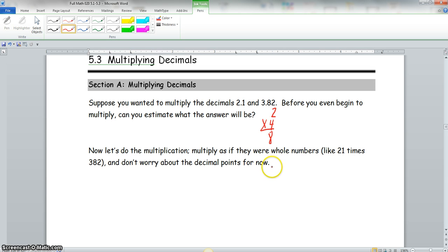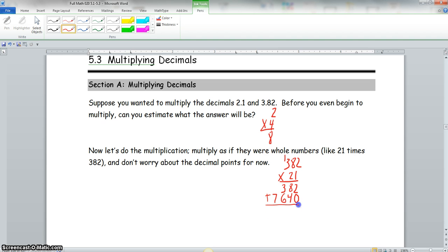Since 382 is longer than 21, I'm going to list 382 first and then multiply that by 21. Now again, we're not including the decimals here. So 1 times 2 is 2. 1 times 8 is 8, and 1 times 3 is 3. Now we put our 0 here as a placeholder. 2 times 2 is 4. 2 times 8 is 16.